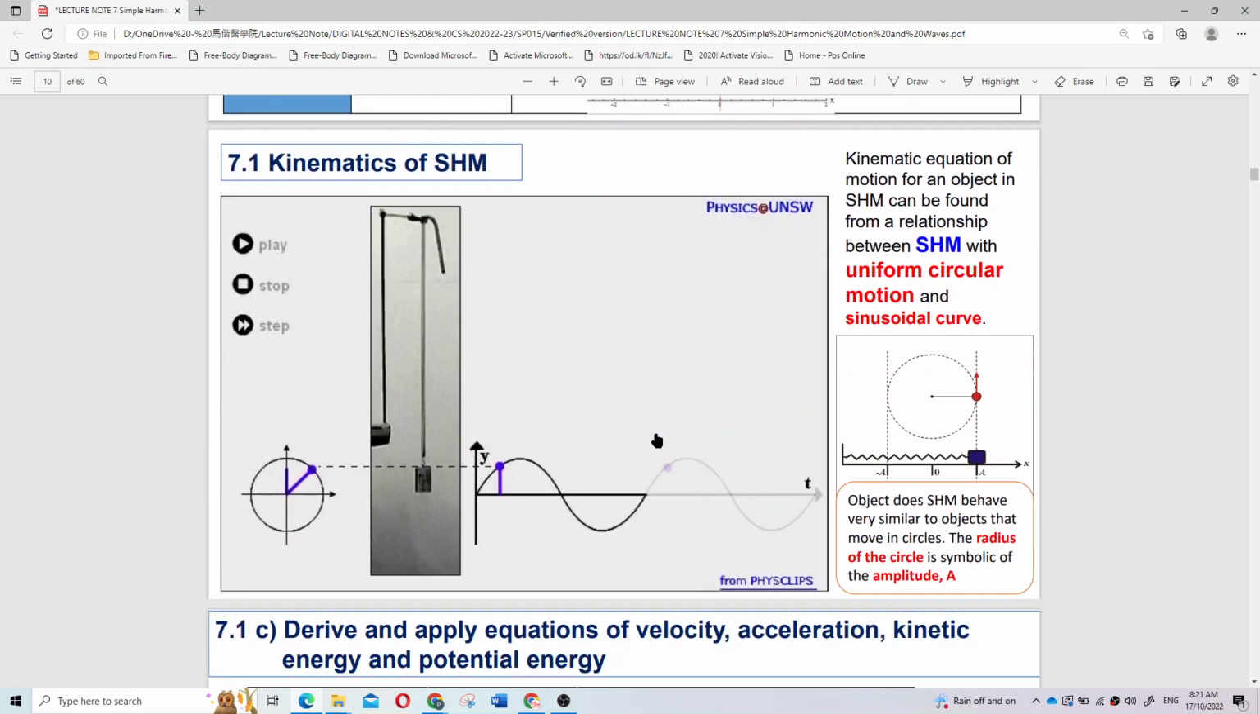Okay, so let's look at kinematics. Now we want to look at the kinematics of simple harmonic motion. So what is kinematics? Kinematics is related to motion. It's about motion.